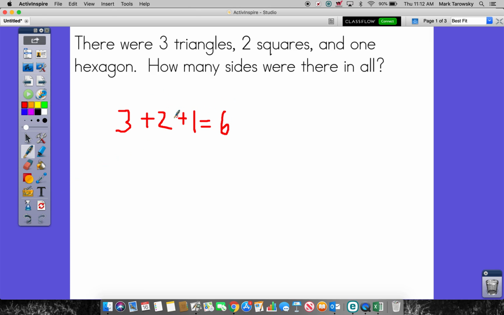One of the big things we've got to focus on is what's the question really asking us? And in here, we've got how many sides, sides being that huge key word. So I added the shapes there, not the total number of sides. So we want to really think about the total number of sides. And of course, then we also have this huge keywords right here, in all, telling us we're going to be adding those together. So we've got three triangles, two squares, and one hexagon. So let's see, we've got important information that I'm going to underline.